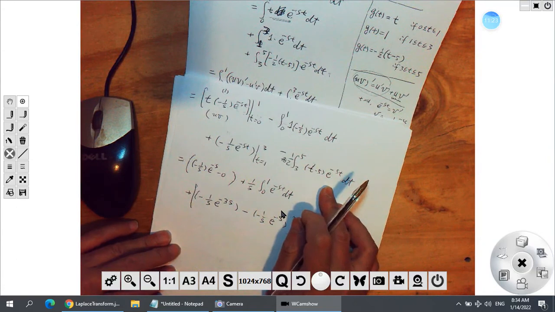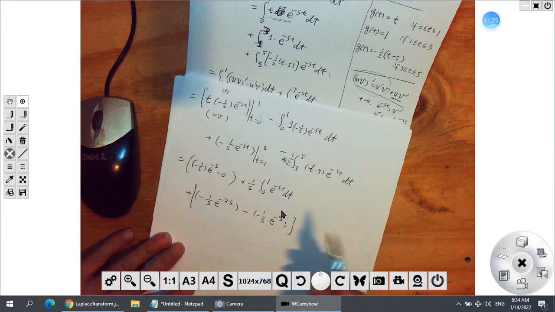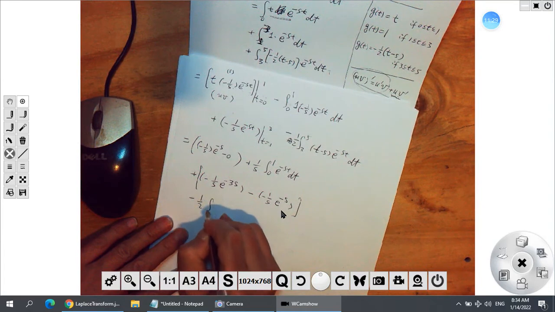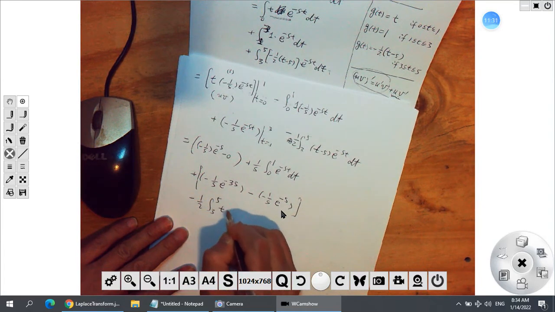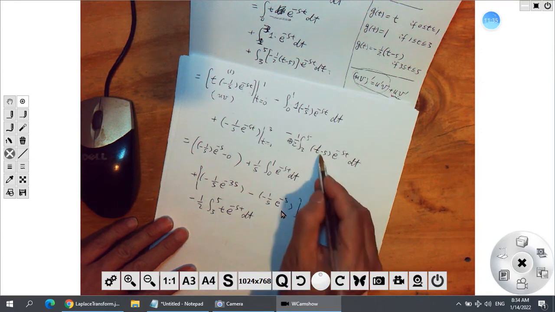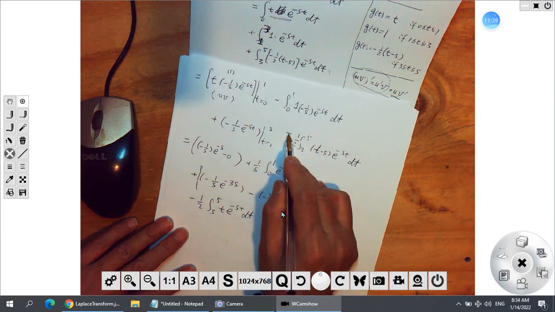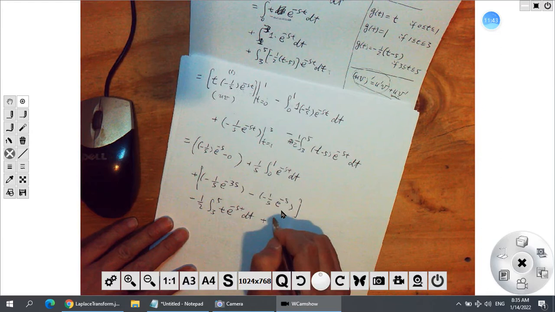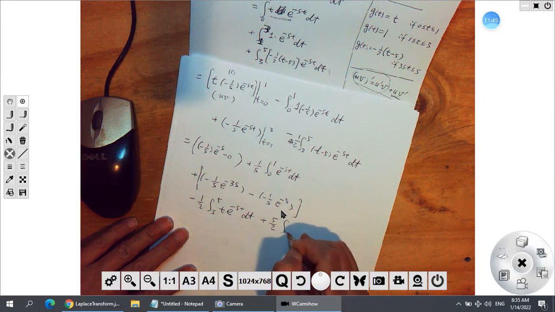Okay, what is it? This one I can separate as two parts. Minus 1 half times integral 3 to 5, here's t e to the negative st dt. And here's minus 5, right? Minus 5, here's minus, so it's a plus, plus 5 over 2. Integral 3 to 5 e to the negative st dt.